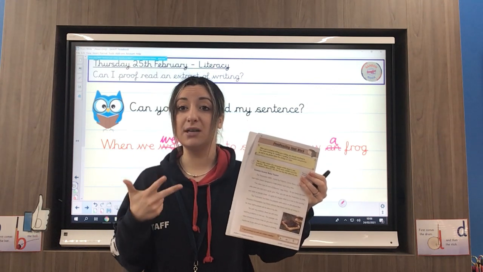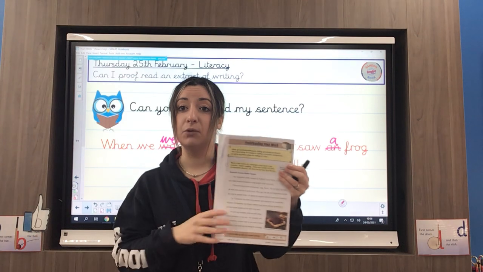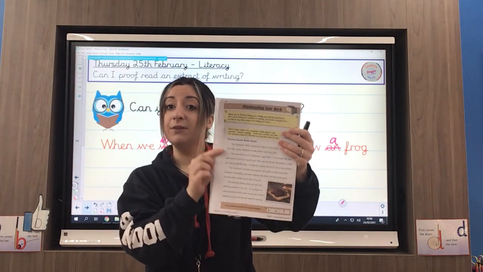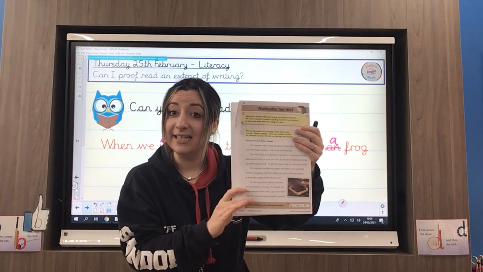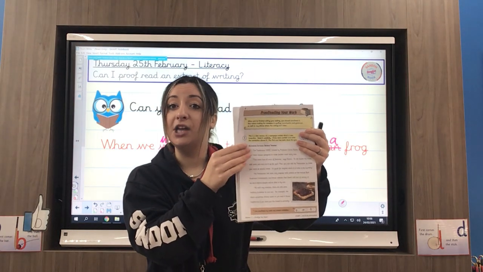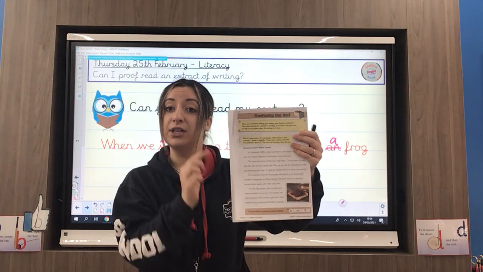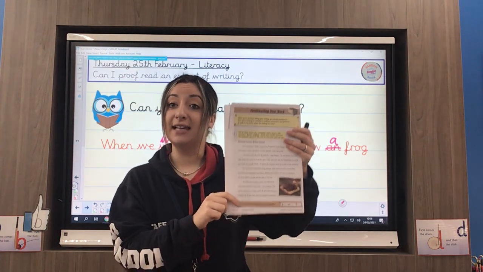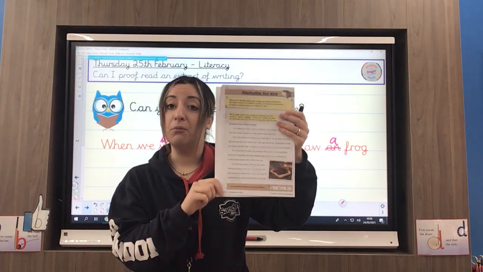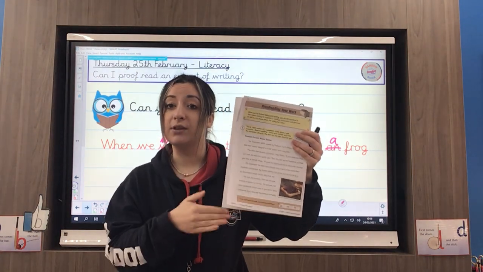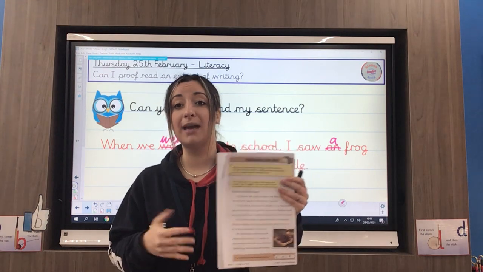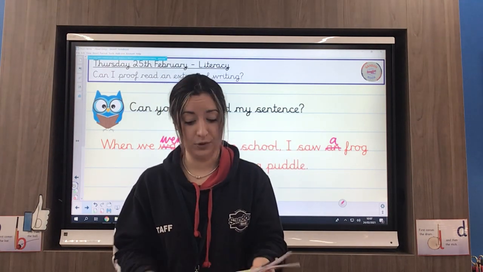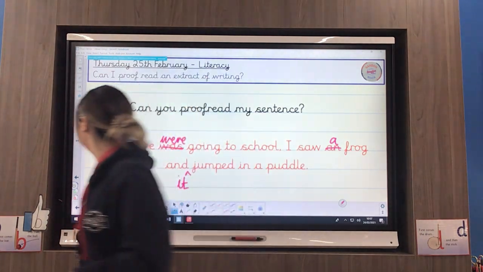So checking, does it make sense? Do I need to add any more words in? If you want to use a coloured pen, you can be like a teacher, you can have a pink pen and you can edit it as we go. So you need to circle the mistakes and then you need to correct them. And then once you've done that, I want you to read through the extract and then check, does it make sense when you read it aloud? Okay.